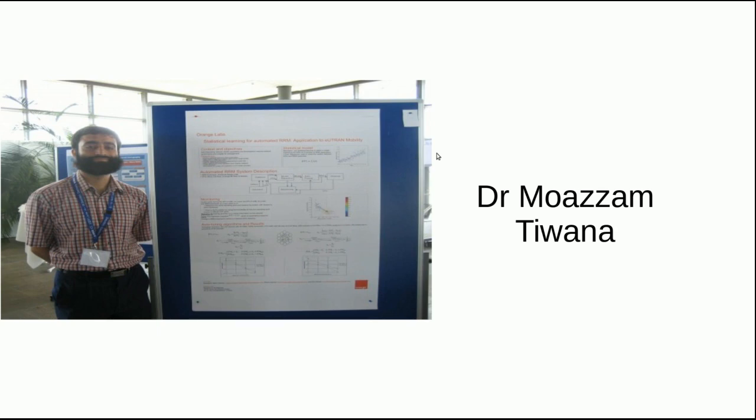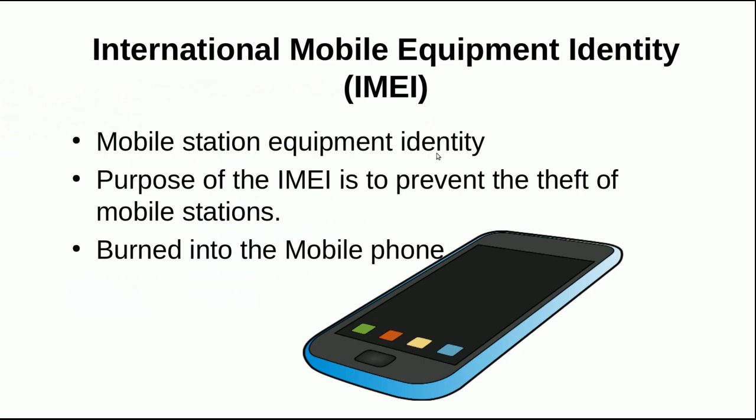Mozam Tewana here, and today we are going to talk about the IMEI number or the International Mobile Equipment Identity. So basically International Mobile Equipment Identity or IMEI is the identifier for a mobile station, and it is burned into the mobile station. This means that it is not possible to change the IMEI of a mobile without destroying a mobile. So basically the purpose of IMEI number is to prevent the theft of the mobile station, because anyone can use a mobile station using his own SIM card.